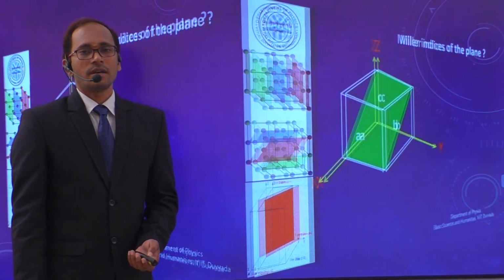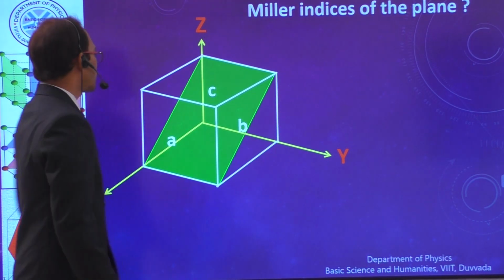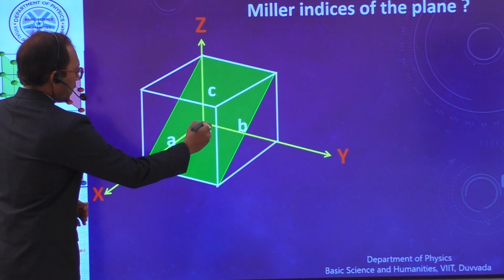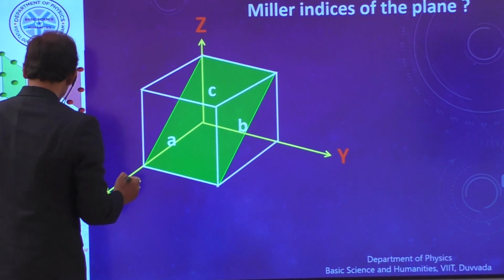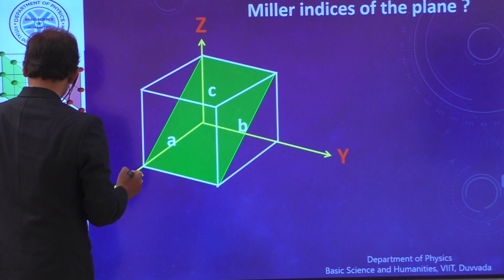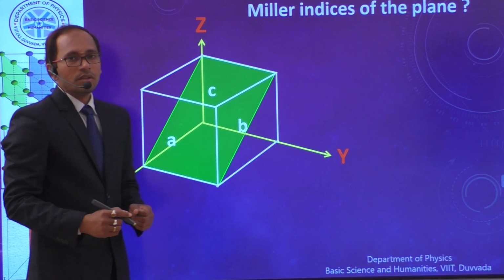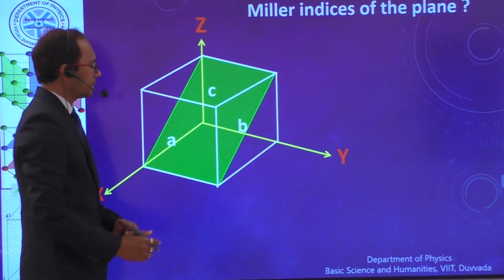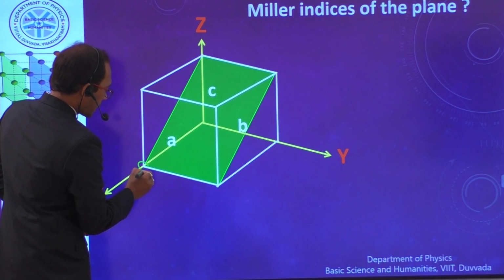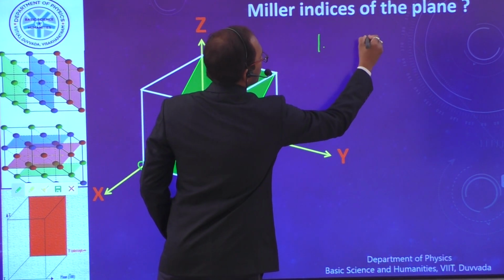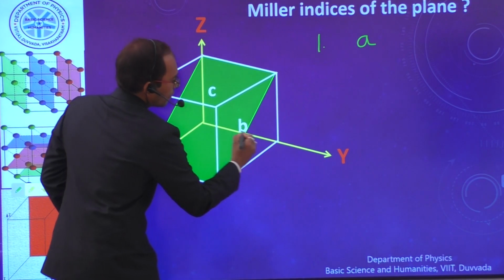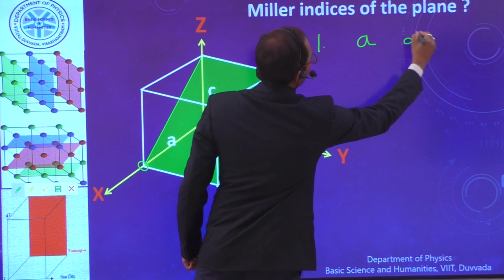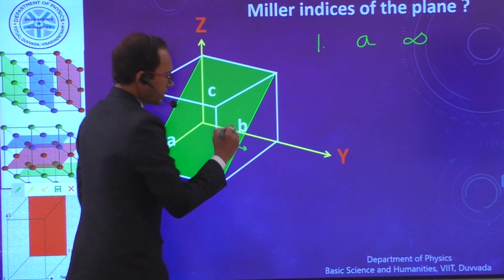Let us go for next example. This is slightly oriented. The orientation is different from previous one. Here again on x-axis, what is the intercept value? So let us see this one. Here this plane is slightly different from previous one. Here on x-axis, x-intercept is a. Again y-intercept, that means it is not touching on y-axis, that means intercept is infinity because it is parallel to y-axis.